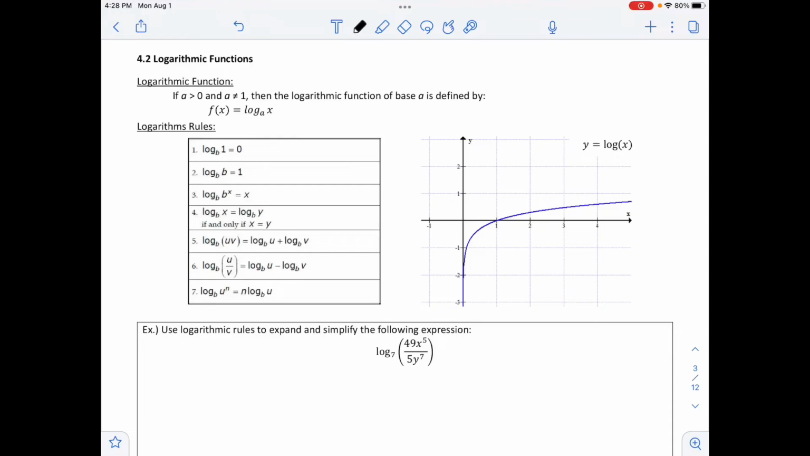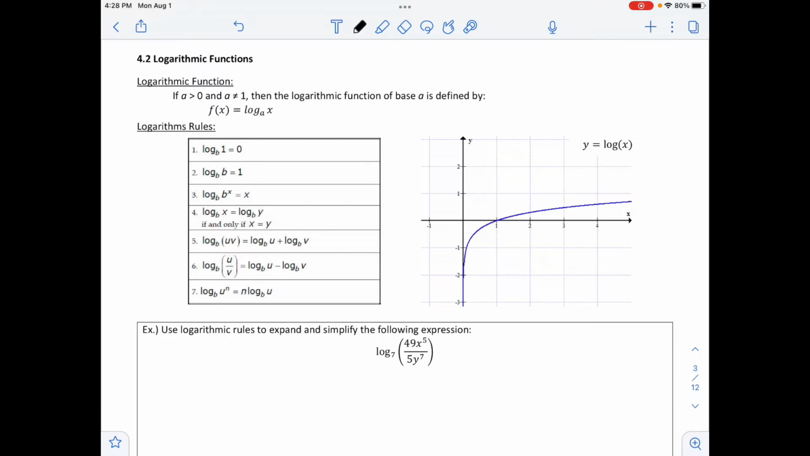We are in section 4.2, logarithmic functions. This section is also an algebra review, so make sure that you reach out and ask for help if you're struggling with this section, either from myself or from the TMARC or from the ASAC tutoring centers.